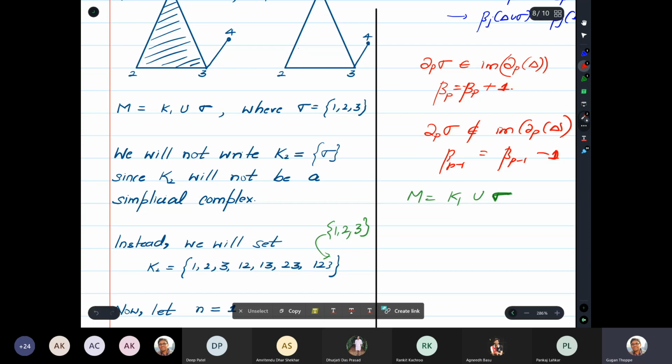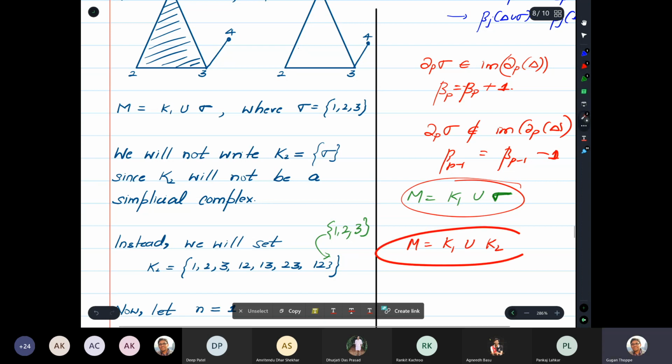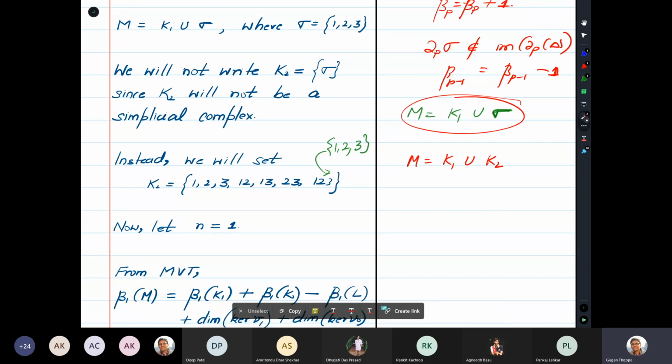Is this okay? And now I hope you agree that this thing that I had written before, I can now write as M equals K1 union K2, right? So the difference between this and this is that here sigma is not a simplicial complex, whereas K2 is a simplicial complex. Is this okay? So now I am adding this sigma to K1, and that can be viewed as adding this K2 to K1. And now I will relate the Betti number of M to the Betti numbers of K1, K2, and also to the Betti number of L, which is K1 intersection K2.